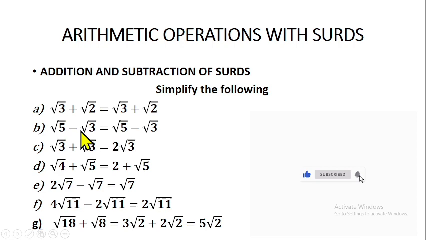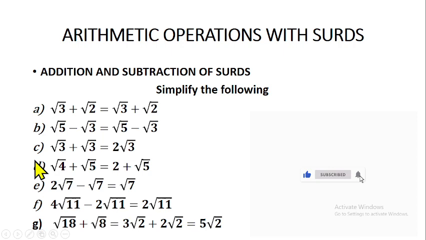Look at question number C. Can we add these two surds together? The answer is yes, because they are the same surd. √3 + √3. That is one ball plus one ball. That gives us two balls. So √3 + √3 gives us 2√3. Do we understand that? Let's look at the next one.